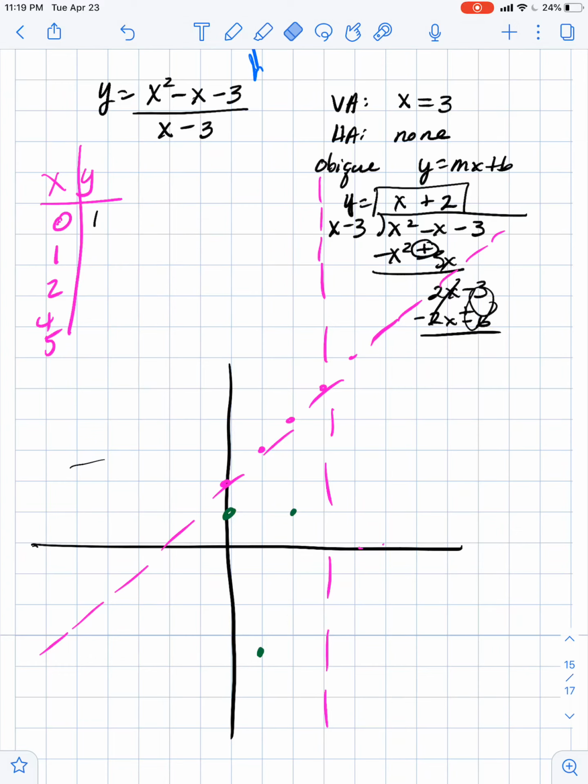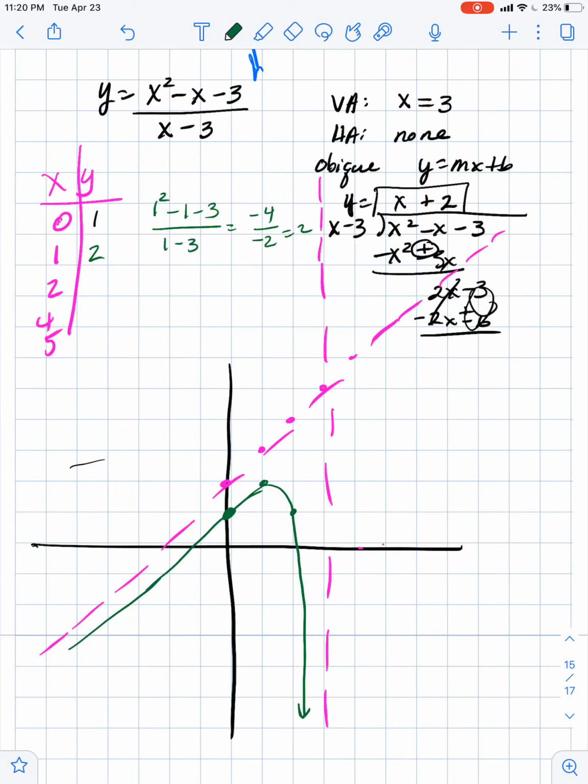Let me go back and check that. So I'm at 1. 1 squared minus 1 minus 3, 1 minus 3. So that would be negative 3 over negative 2. Try that. Maybe that's better. That would be better. So I'm at 1, and at 2, I hope you guys caught me and said, well, she finally corrected herself. There we go. That was my bad. But I knew it didn't work because that did not look right.